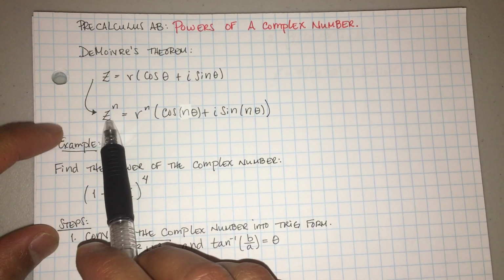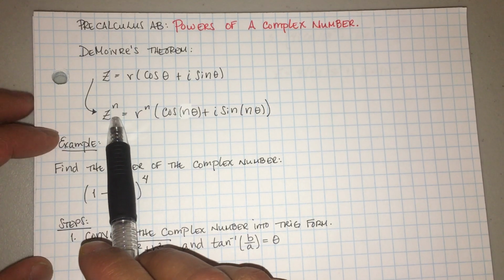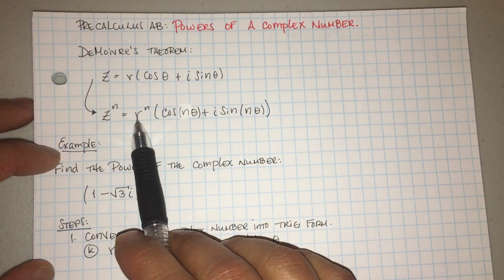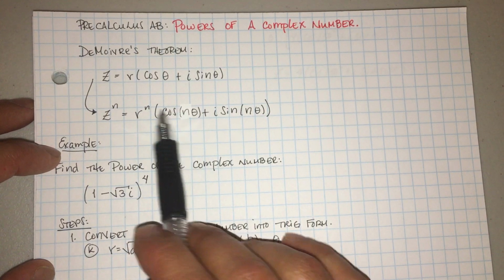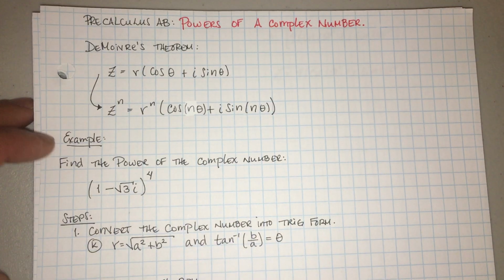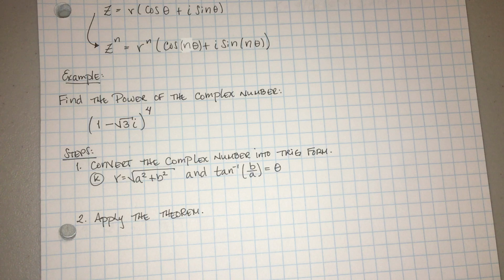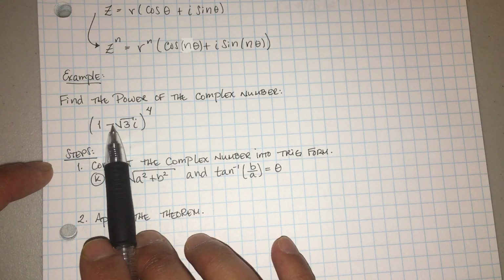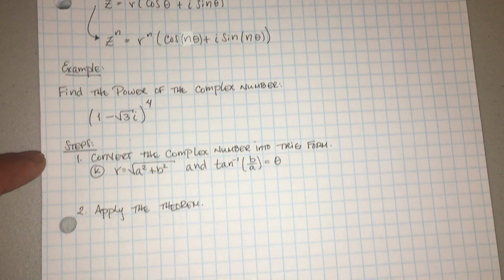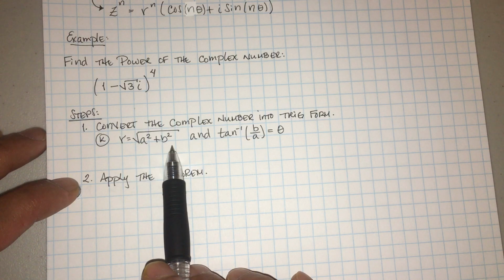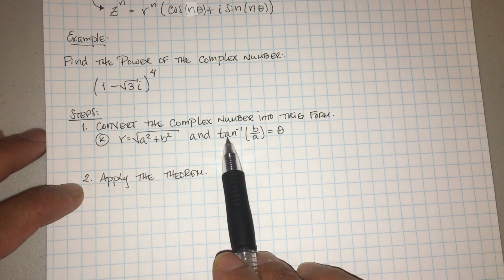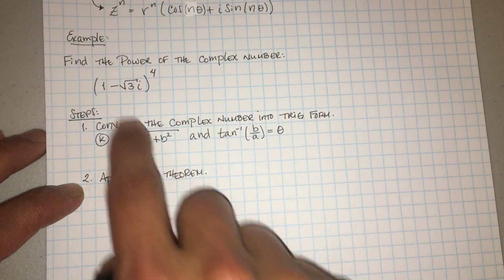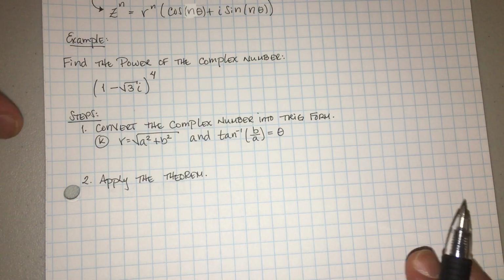I'm not going to do the proof, but all you have to do when you raise it to a power is raise the modulus to that power and multiply the angle by that power. The only thing you have to do is rewrite this number into trig form. To do that, you take the square root of a squared plus b squared to find your modulus, and then the tangent inverse of b over a to find the angle theta. Remember, we have two possible angles, so you have to find the location of this number to determine which angle to use.